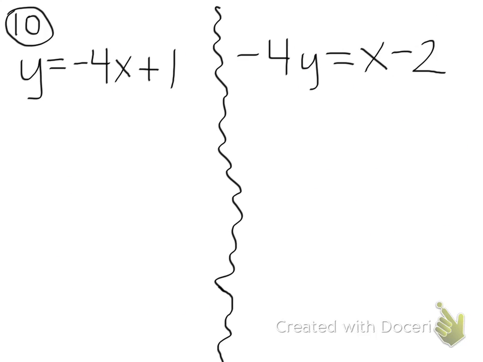Okay, so we have our first equation. It's y equals negative 4x plus 1. Let's look for the slope. Is the y all by itself on one side of the equation? Yes, it is. So all we have to do now is look at the number in front of our x, which is negative 4. So our slope here is negative 4.